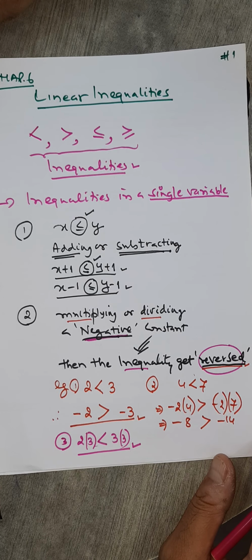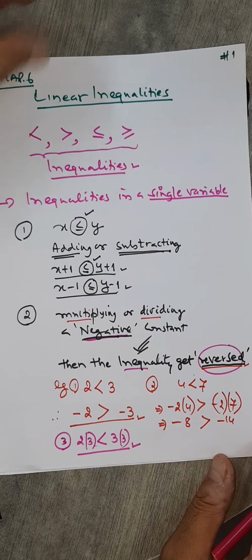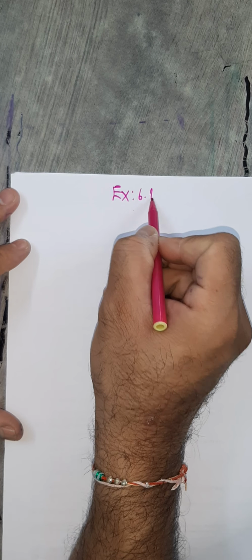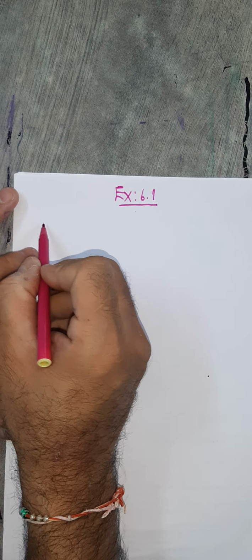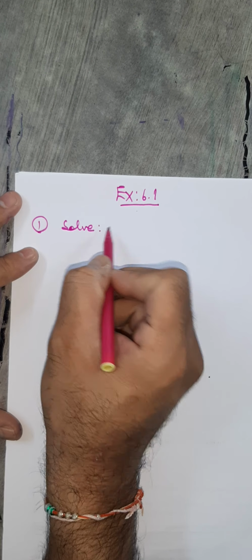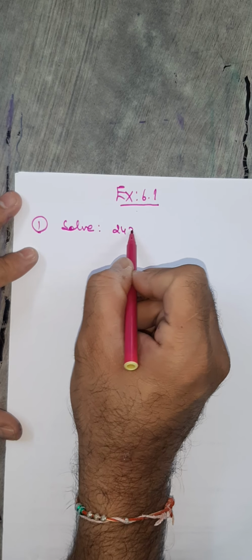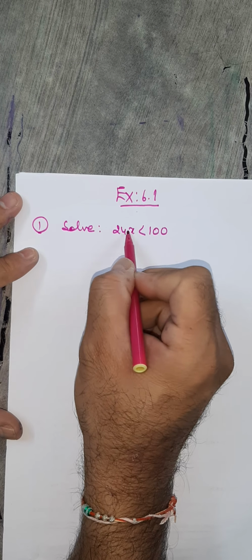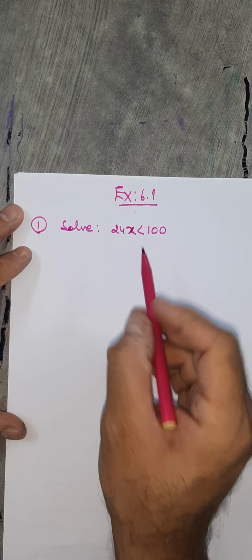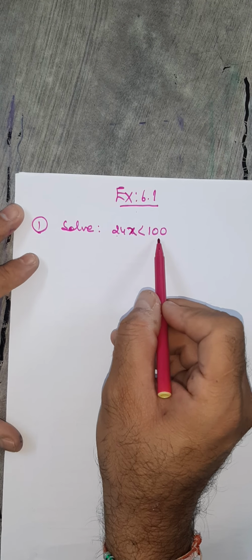Okay, now with this concept, let's go to the first exercise, which is about inequality in a single variable. Let's see Exercise 6.1. The question is: solve the inequality 24x less than 100. Solve means get the values of x for which 24x is less than 100.